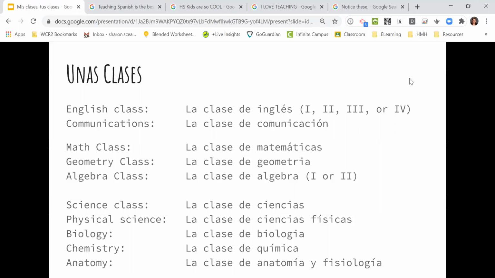And then science classes, la clase de ciencias. La clase de ciencias físicas would be physical science. La clase de biología, biology. La clase de química would be chemistry. La clase de anatomía y fisiología, anatomy and physiology.